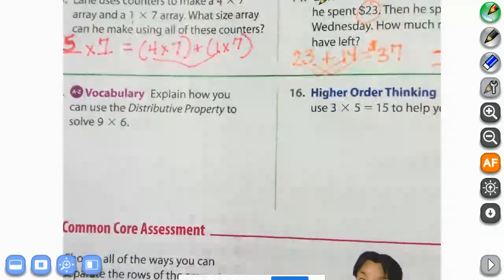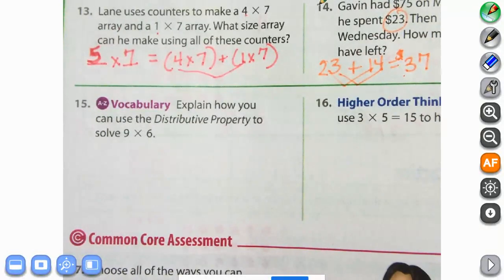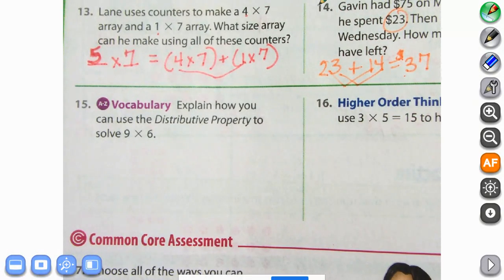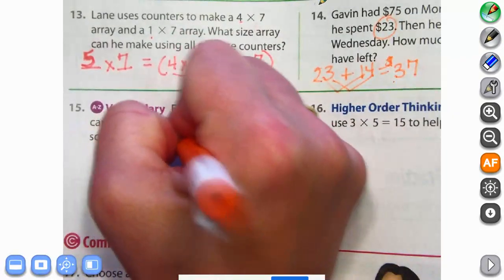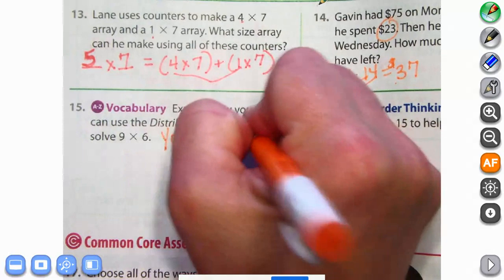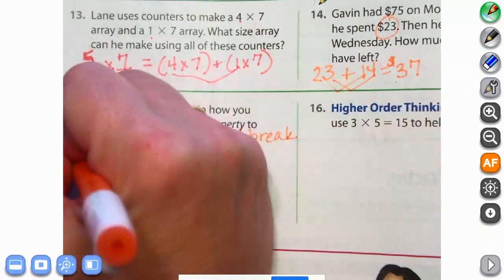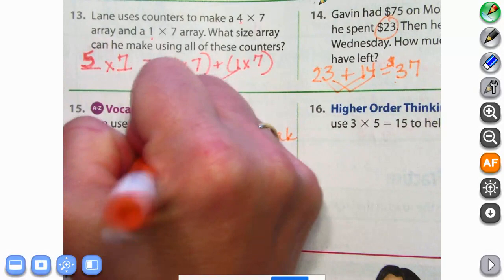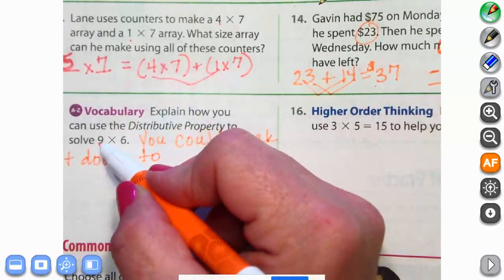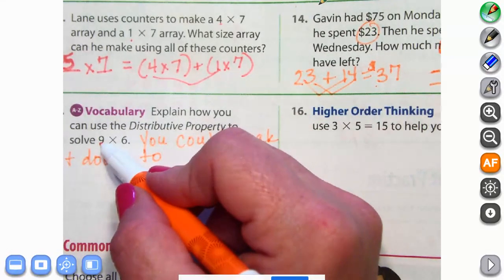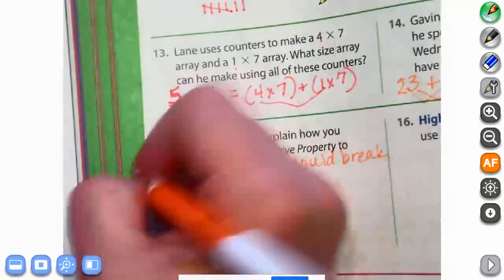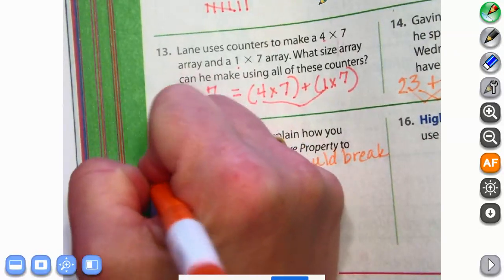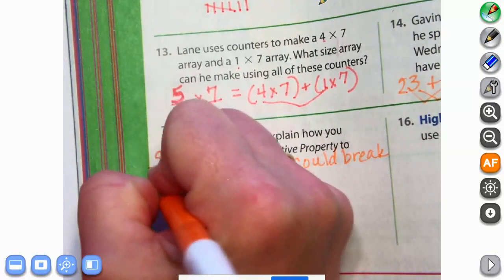All right, we're going to go to number 15. Explain how you can use distributive property to solve 9 times 6. Okay. You could break it down. So we have a 9. So what two numbers make 9? What plus what makes 9? Let's write over here on the side. To get 9, you can do 1 plus 8. You could do 2 plus 6.